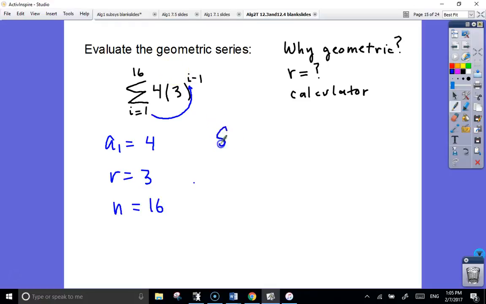So we would plug in S16 equals 4 times 1 minus 3 to the 16th over 1 minus 3. And of course, we get the same thing. Just remember, if the formula looks exponential, that's geometric. And the R is whatever is being raised to the power.